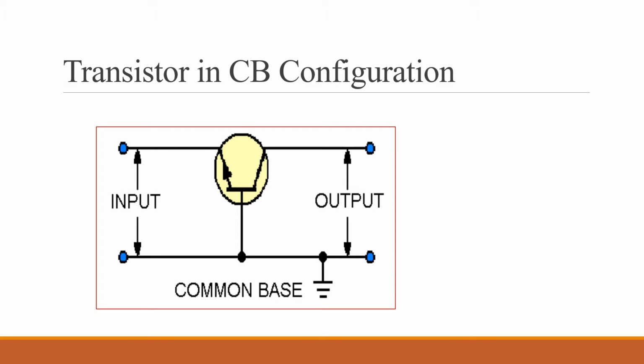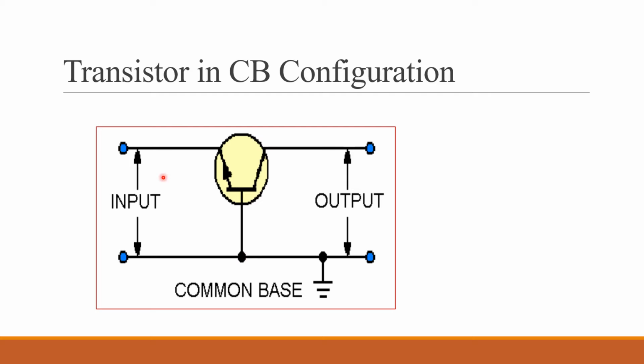As the name suggests, in the common base or grounded base configuration, the base connection is common to both input signal and the output signal, with the input signal being applied to the base and the emitter terminals. Okay, the corresponding output signal is taken between the collector and the base. Whereas the base terminal is grounded or connected to a fixed reference voltage point.